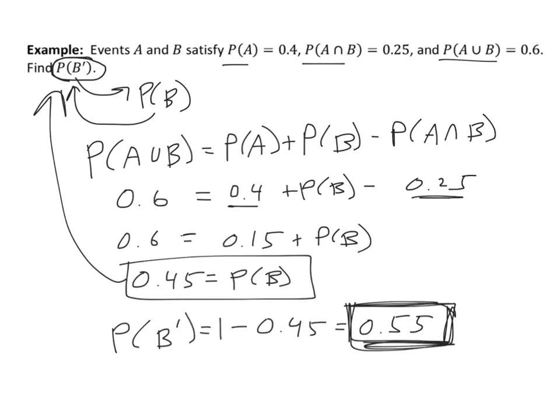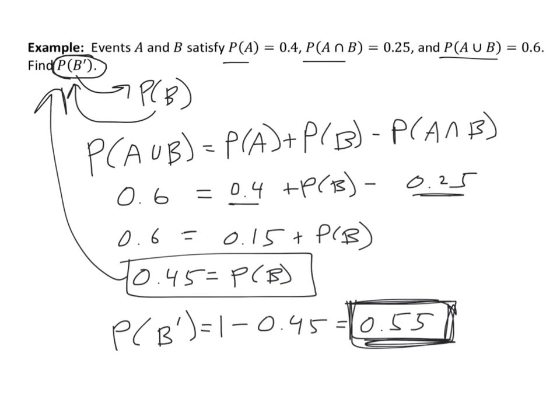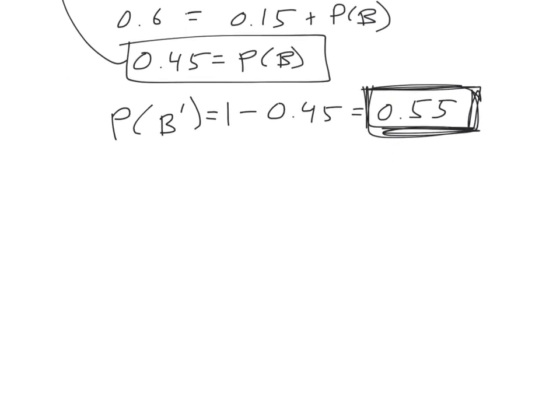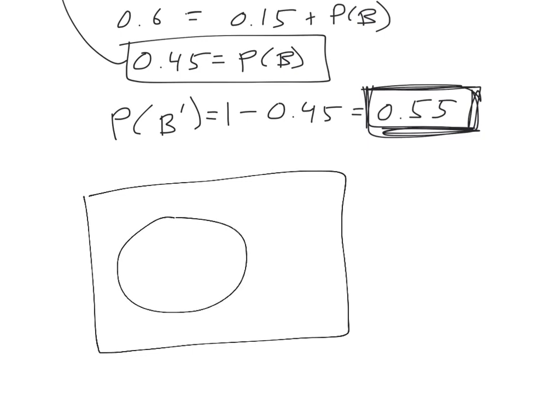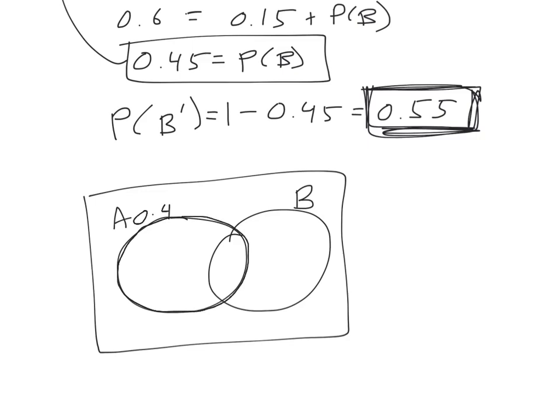Now, for those of you that are interested in seeing how you would do this using just a Venn diagram, I'll go ahead and show that next. So we begin, unsurprisingly, by drawing a Venn diagram. All right, so here's my Venn diagram. This is my A event. This is my B event. Now, we were told in this problem that the probability of A was 0.4. So this whole circle is 0.4. We're told that the intersection was 0.25.